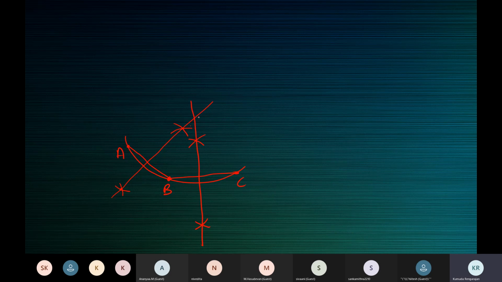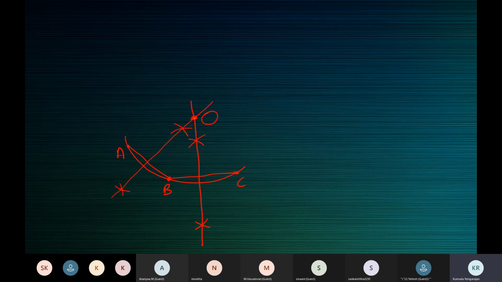Let the perpendicular bisectors meet. They will meet at O. Now with O as center and OA or OB or OC as radius, complete the circle. You will see that OA is equal to OB is equal to OC.